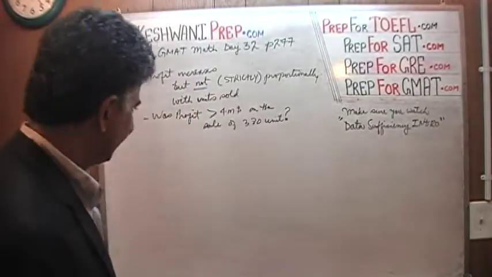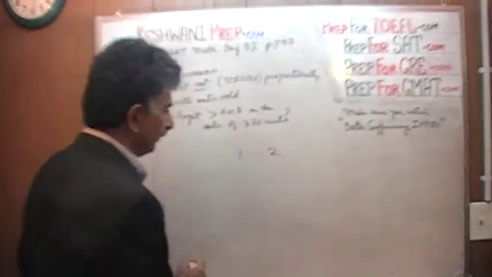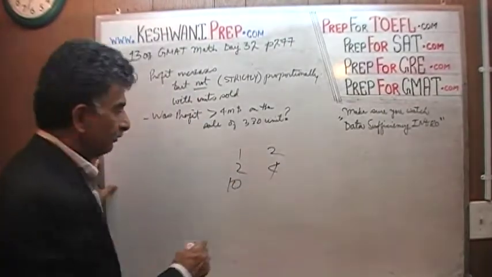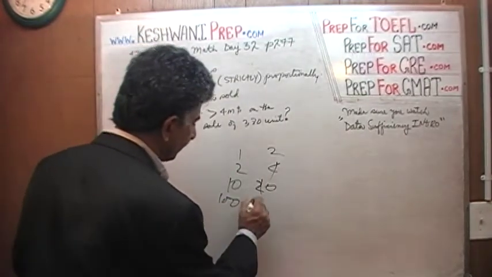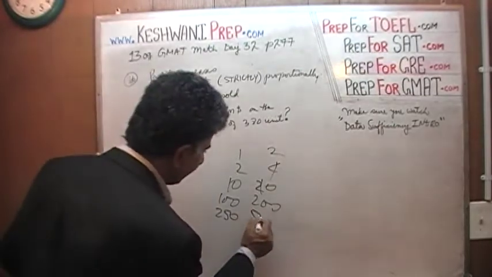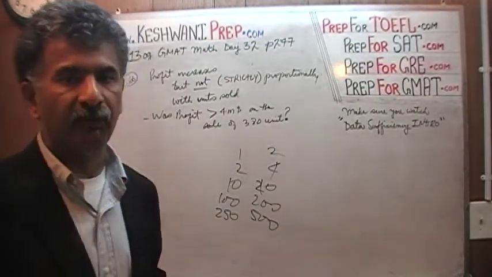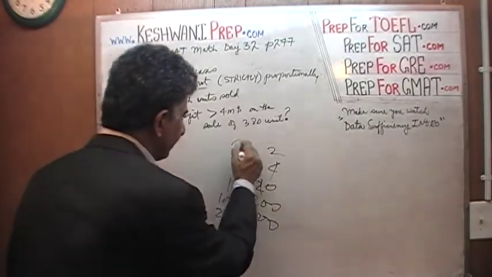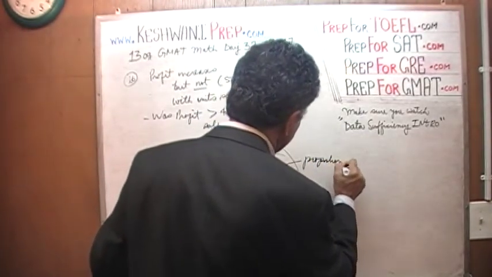What it means is this. For example, if I sell one book, I make a profit of $2. If I sell 2 books, I make a profit of $4. I sell 10 books, I make a profit of $20. I sell 100 books, $200. I sell 250 books, $500. As you can clearly see, every time I sell a book, I make a profit of $2, and that never changes. A scenario like this is what they're calling proportional.